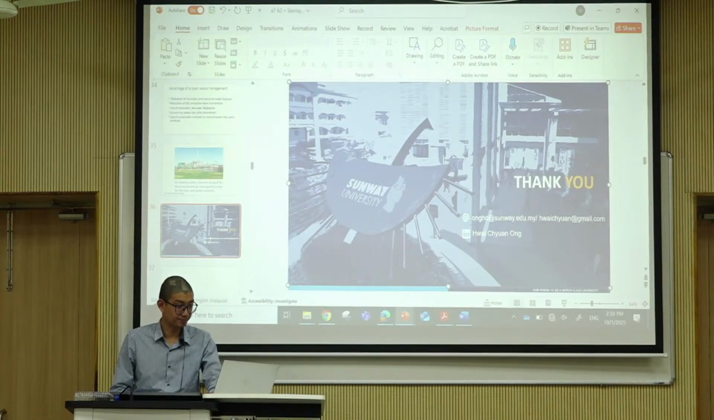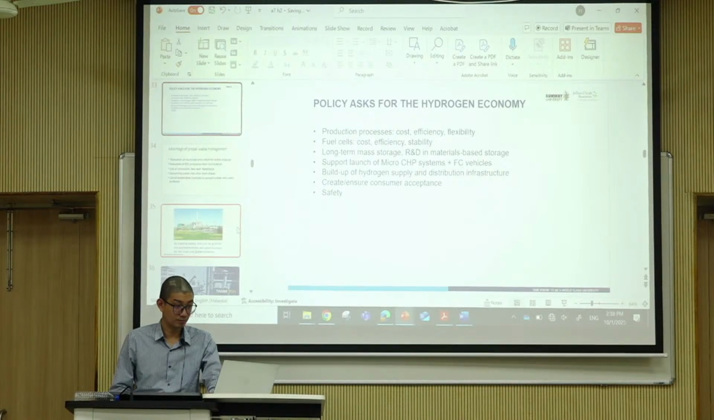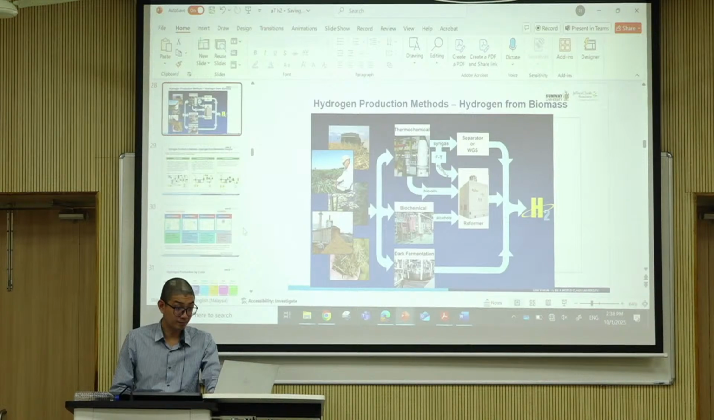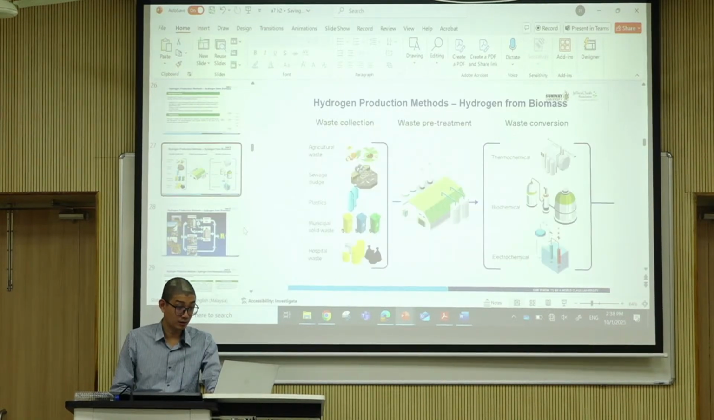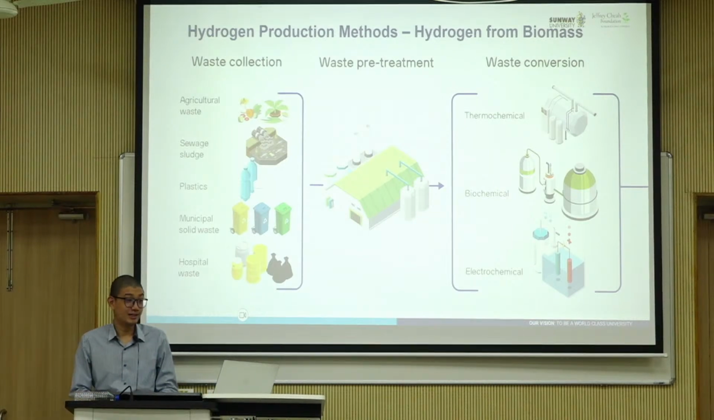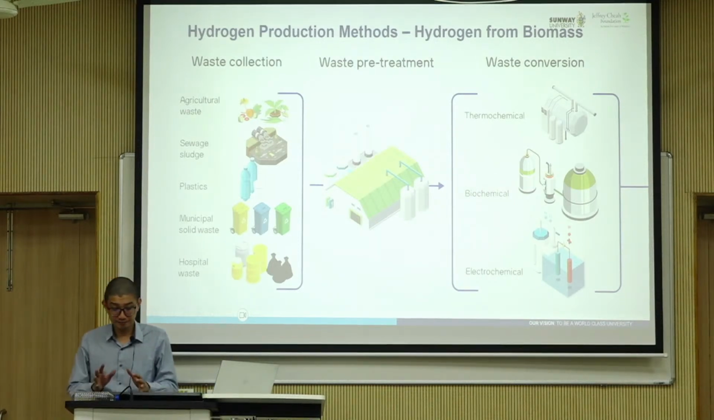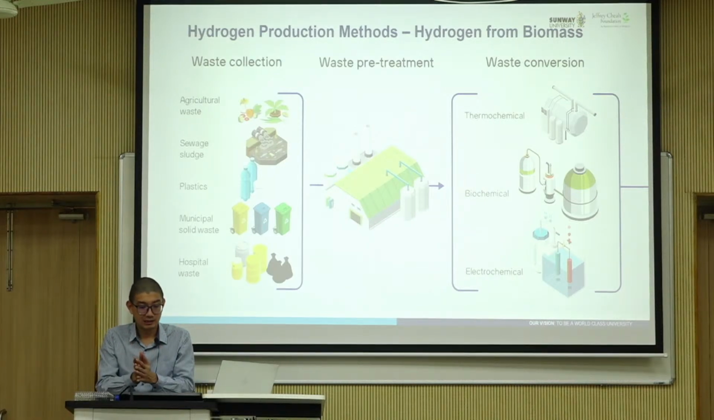Which one? Pre-treatment. This one? Oh yeah, there are many types of pre-treatment. For example, for agricultural waste, maybe we need to pre-treat it and select out the metal.